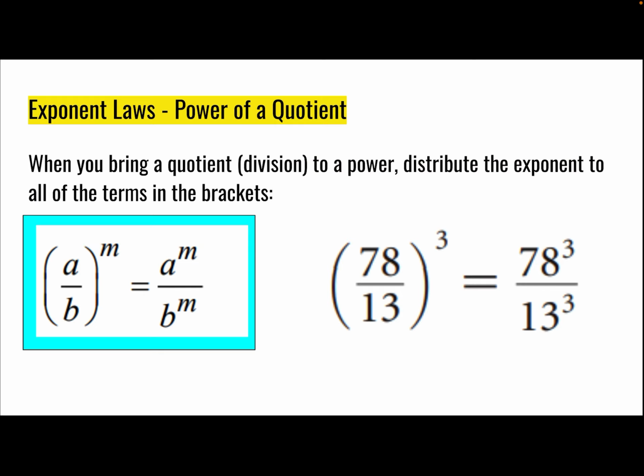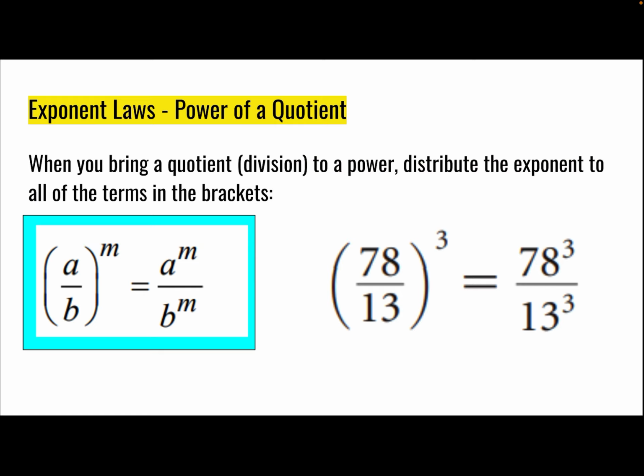Last law, power of a quotient. All right. When we bring a quotient, a division, to a power, we distribute the exponent to all the terms in the brackets. So just like power of a power, or power of a product, power of a quotient, we're distributing. We just want to make sure everything in the brackets gets its little piece of that outer exponent.